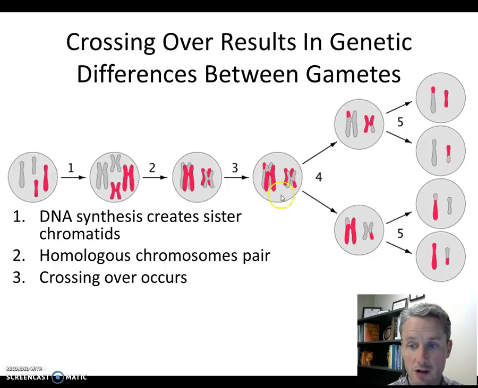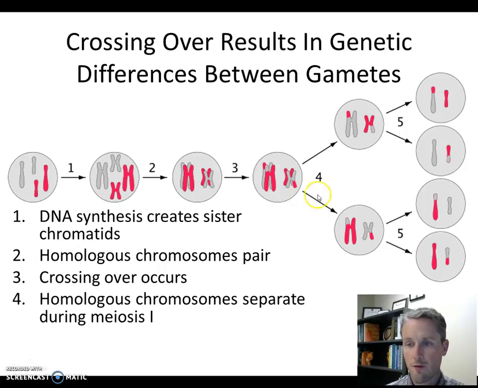Once crossing over has occurred, the cell will continue into metaphase 1, then anaphase 1, and then telophase 1. And so step 4 here represents what takes place during the rest of meiosis 1, where the homologous chromosomes are separated into 2 daughter cells. So we separate the homologous chromosomes during anaphase 1, and after telophase 1, we've got each separate homologous chromosome in its own cell.